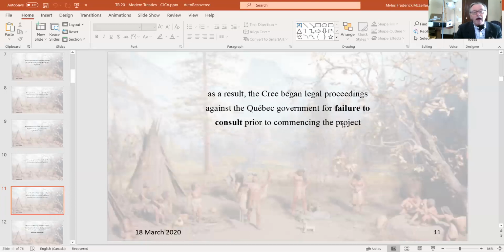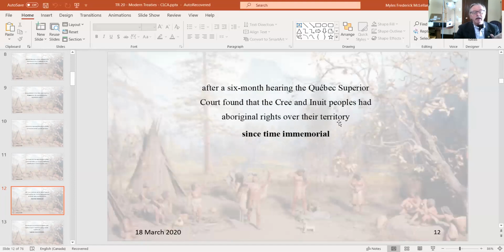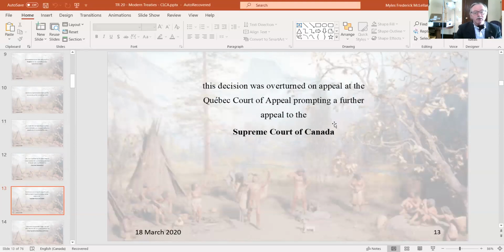So as a result of that, the Cree and the Inuit began legal proceedings against the Quebec government for failure to consult prior to commencing the project. And after a 6-month hearing in the Quebec Superior Court, the court found, in fact, that the Cree and the Inuit peoples did indeed have Aboriginal rights over their territory, and those rights had been there since time immemorial. And as you can appreciate, of course, in order for the Superior Court in Quebec to come to that decision, extensive historical evidence would have been part of that hearing process.